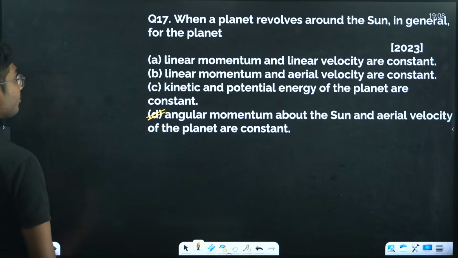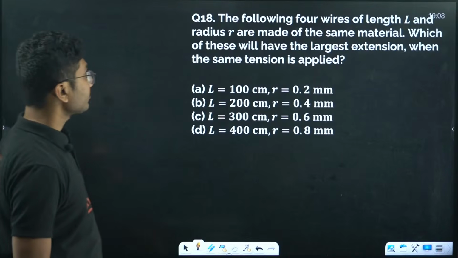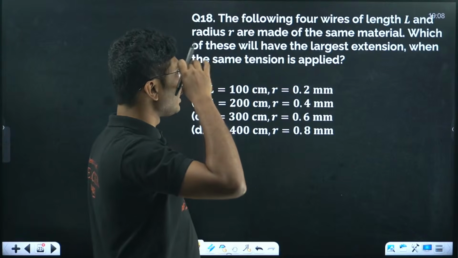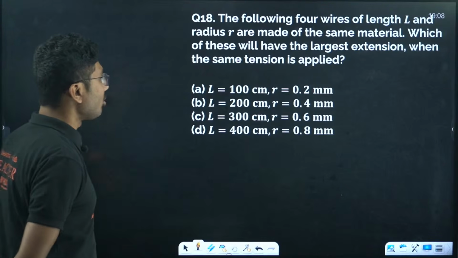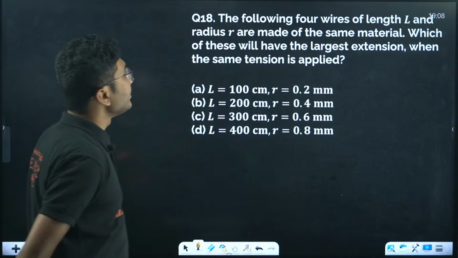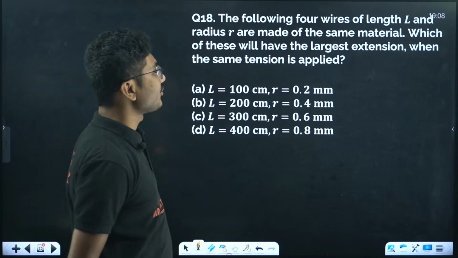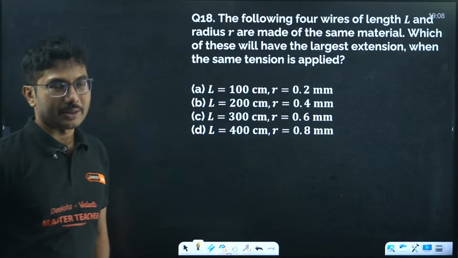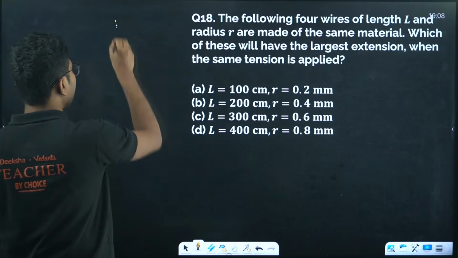Now let's move on to question number 18. The following 4 wires of length L and radius small r are made of the same material. Which of these will have the largest extension when the same tension is applied? So here we have a wire.